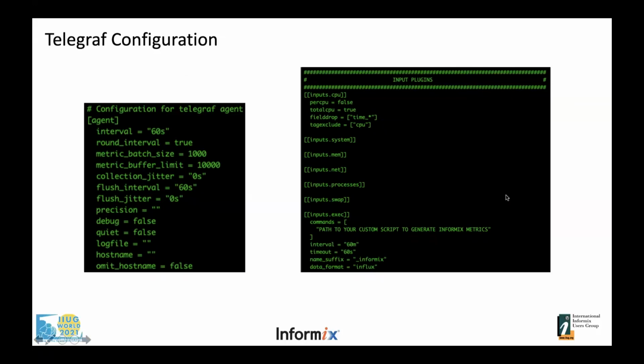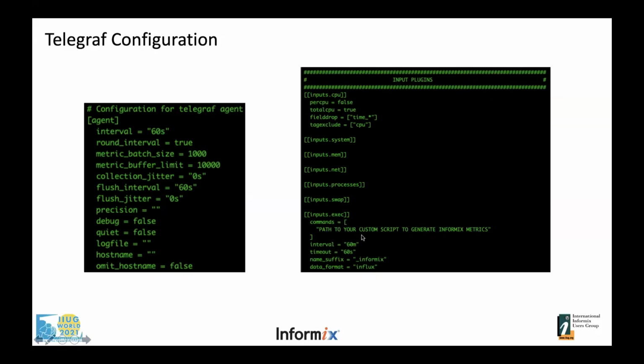And the second part is the input plugins. This is the more important part, which I would like to talk more about. If you see inputs.cpu, this is what I told you, that the system related metrics, CPU, system, memory, network, processes, swap, etc. are available out of the box, and you can configure them as per the configuration here. If you see, the field drop is equal to time underscore star. What it does is, whatever metric names start with time underscore, it will not send those metrics, and it will send the other metrics.